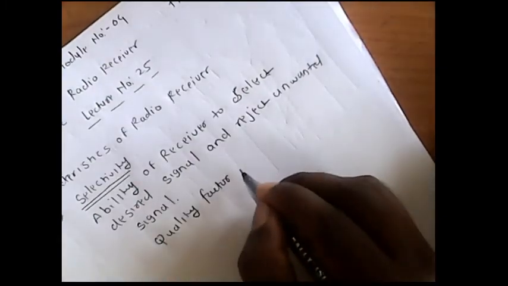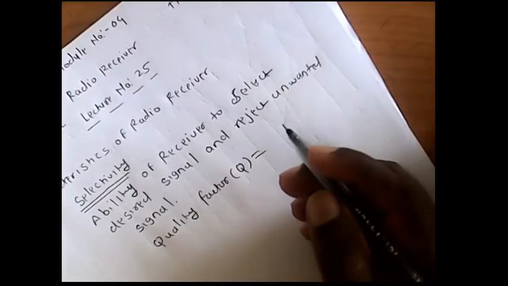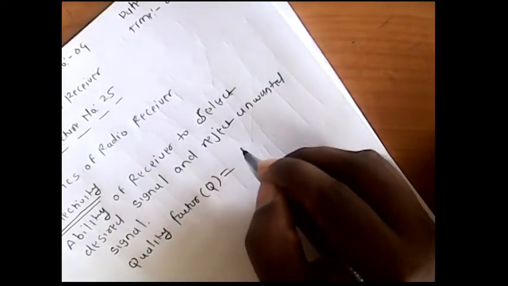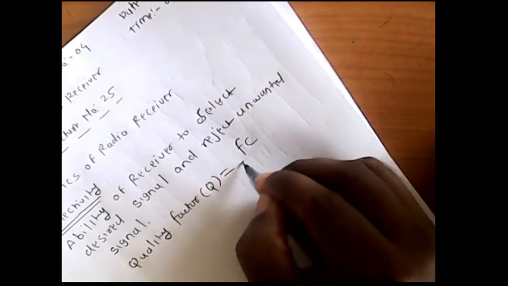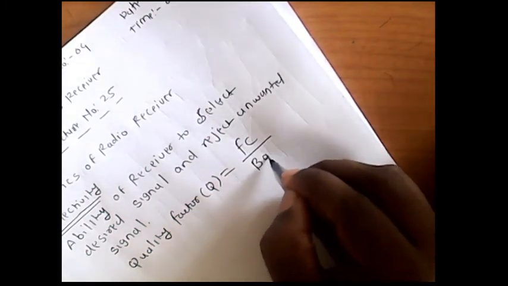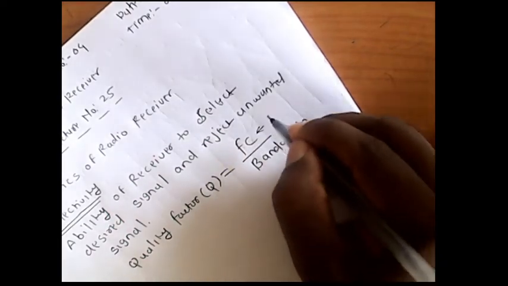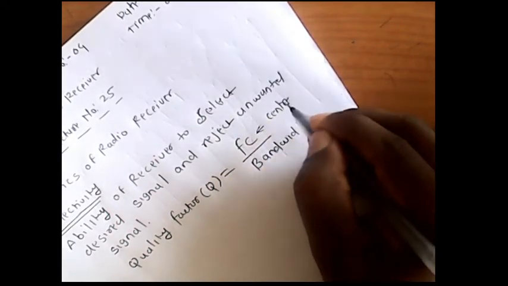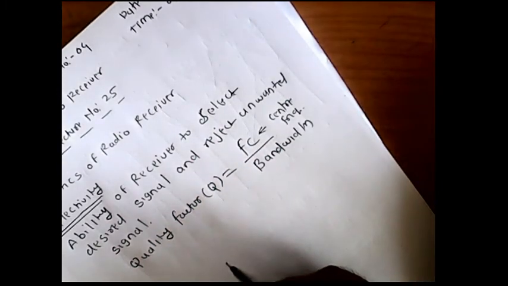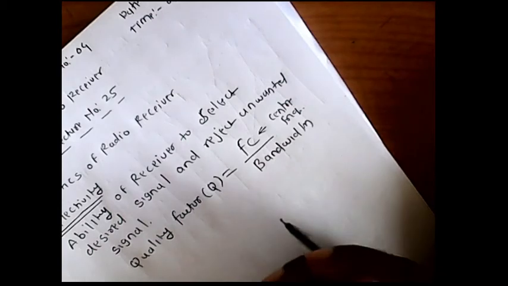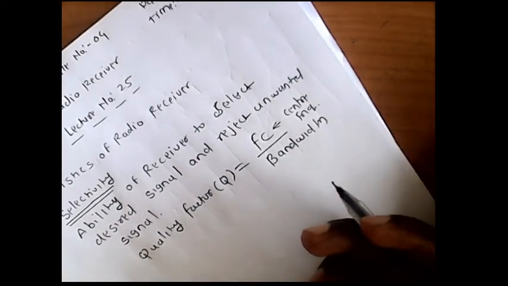The quality factor, denoted by the letter Q, is the ratio of the center frequency divided by the bandwidth. So Q equals center frequency divided by bandwidth, where Fc is the center frequency. The less the bandwidth, the more is the quality factor and the more is the selectivity.